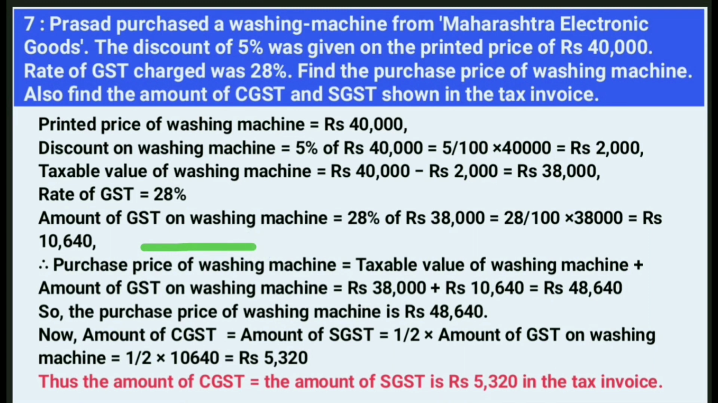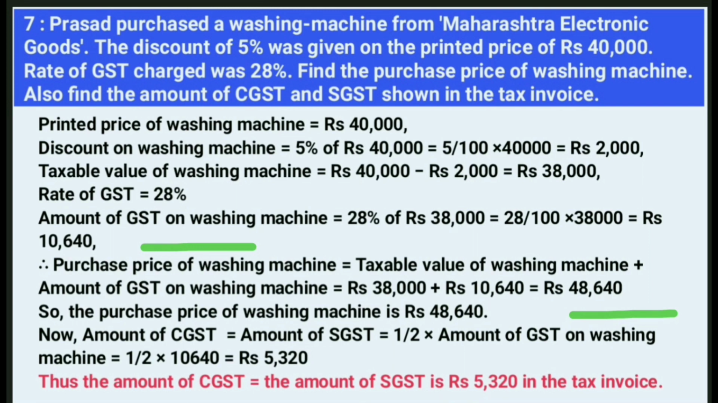Therefore, purchase price of washing machine is equal to taxable value of washing machine plus amount of GST, that equals to 38,000 plus 10,640 is equal to 48,640. So the purchase price of washing machine is 48,640.